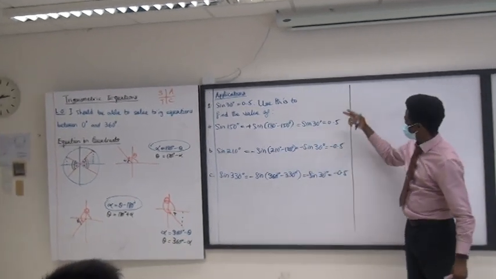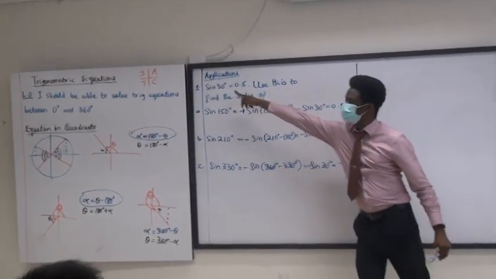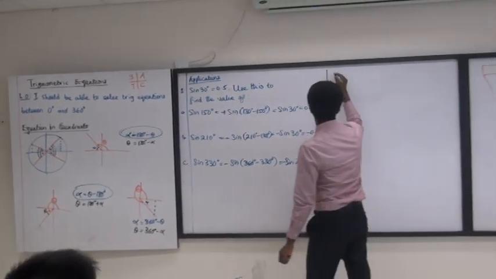Can you see? And sine that gives positive 0.5. There are also two possibilities. So we are going to solve now.